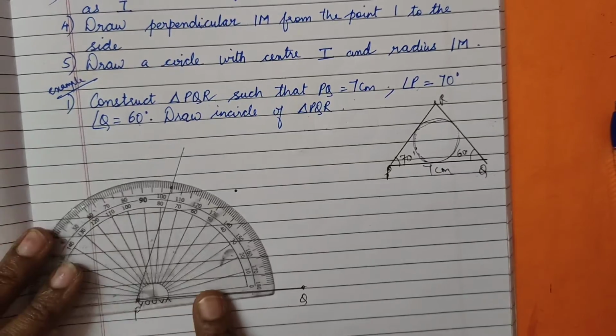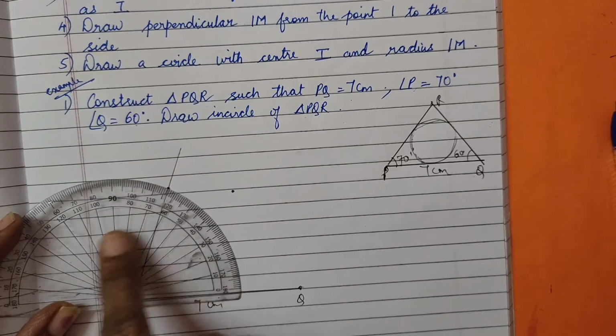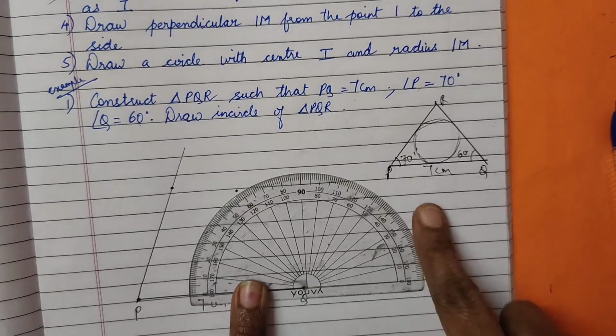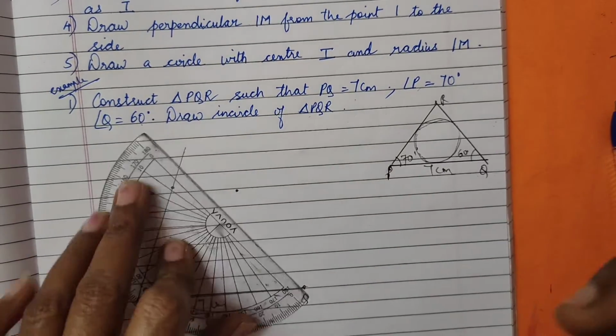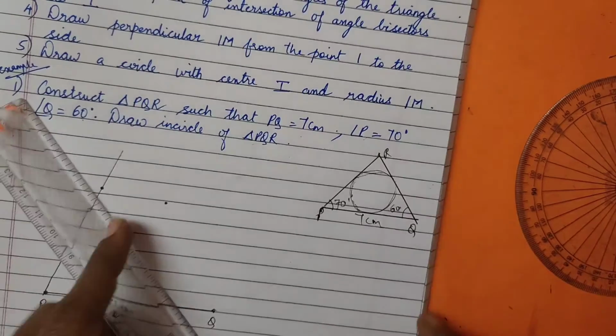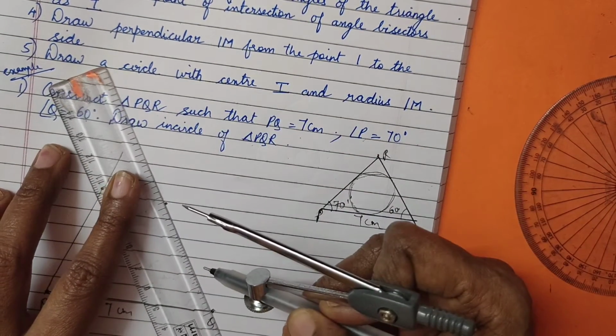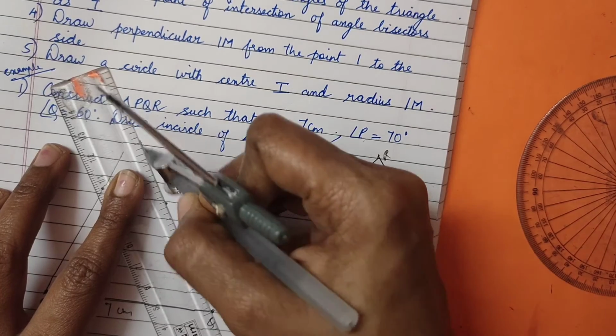Okay, when you keep this side, that time you have to see the lowest measure. When you keep this side, then you have to see the upper measure. Okay, then you can join it. You can use a scale to join it properly. I am joining it like this. Okay, I am joining it.